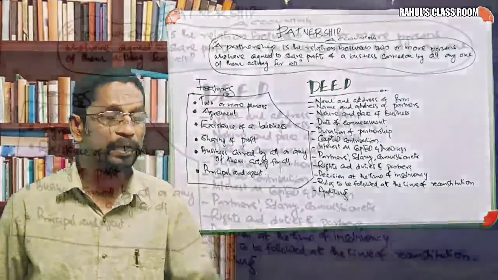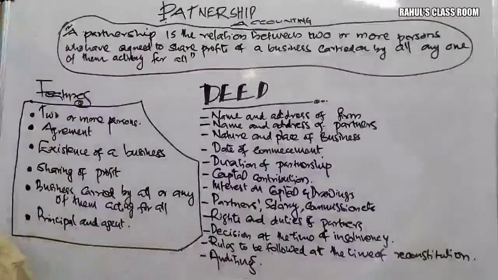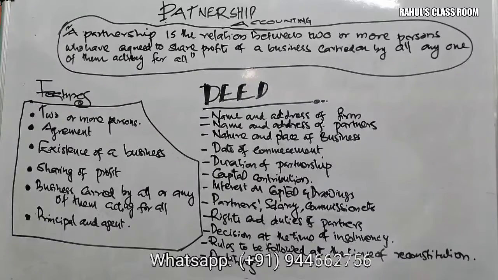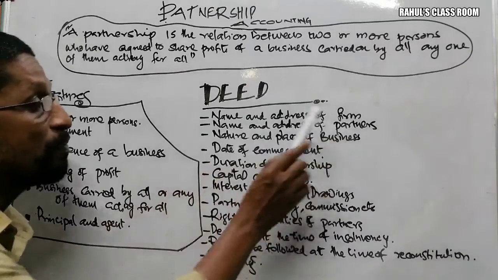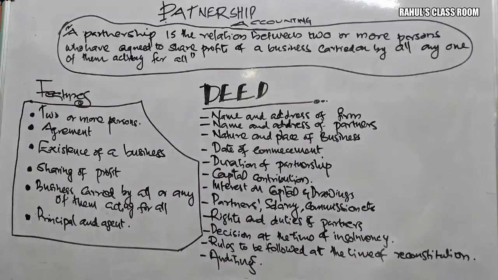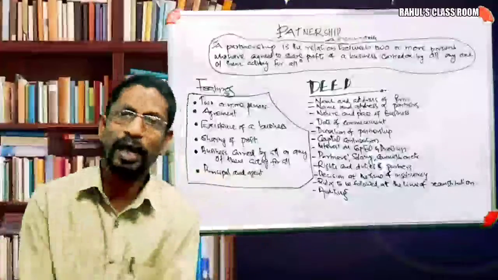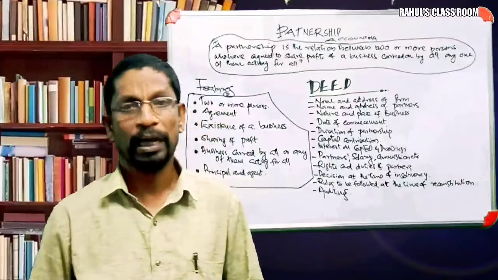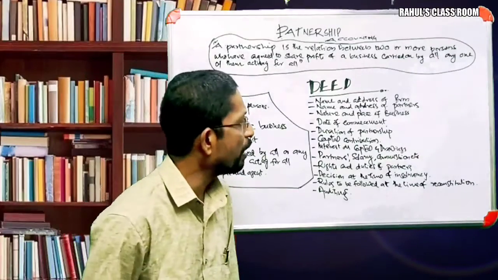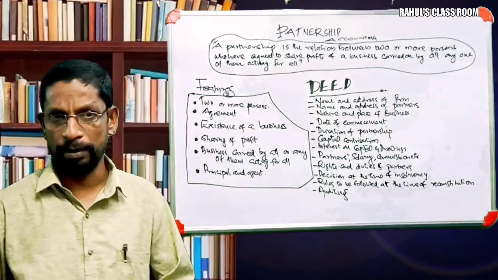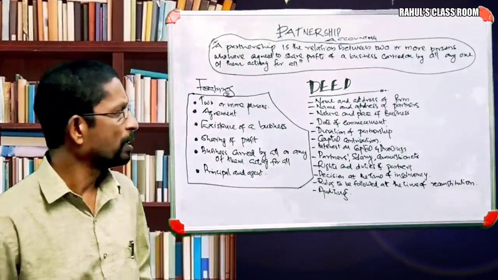That means partnership deed is a basic document of the partnership organization. Therefore, name and address of the firm is compulsory. Similarly, next one, name and address of the partners. The partnership organization is a combination of a certain number of members, or a group of a certain number of partners, or a collection of a certain number of individuals. Therefore, the name and address of the partners is compulsory, it is a must.